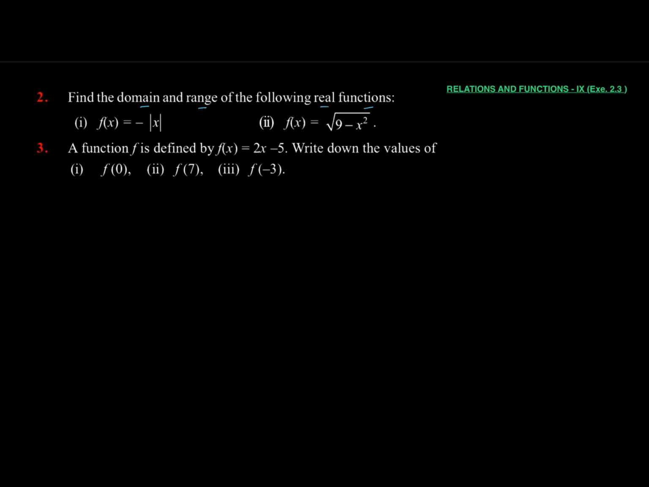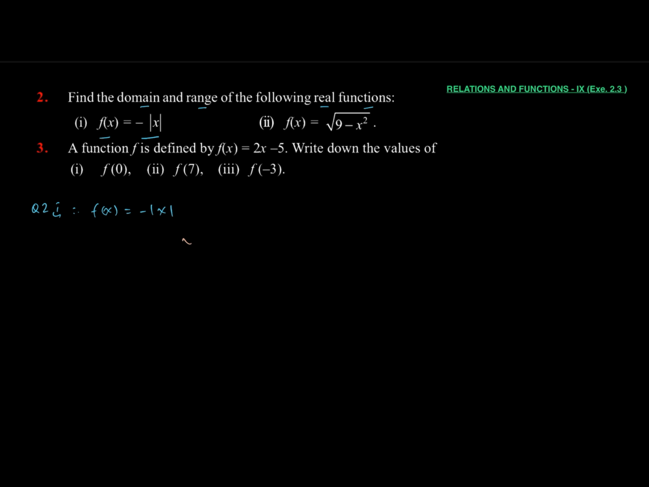Part number first is f of x is equal to negative modulus x. So here in this question we'll have to find the domain and range of these functions. So this is question number 2 part number first. Here we are given a function f of x is equal to negative modulus x. Now in order to obtain the domain and range of this function, let us plug in the values of x.